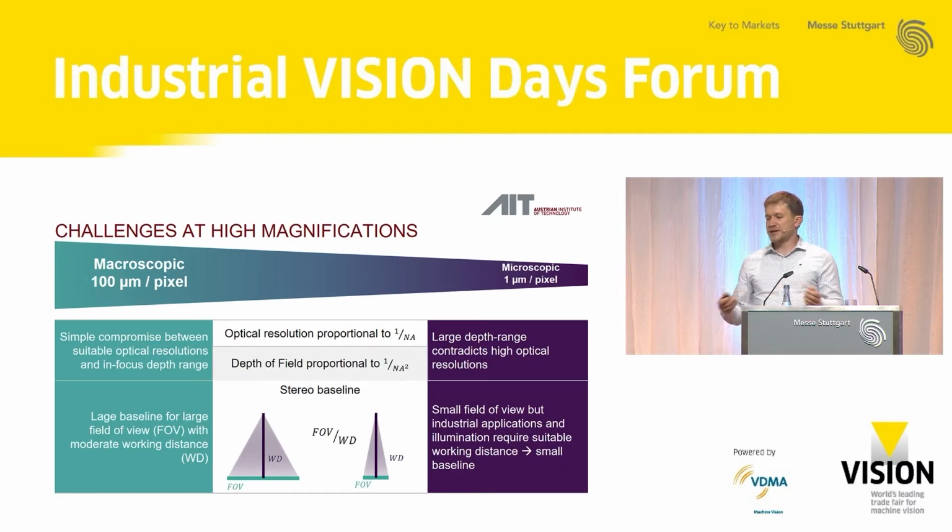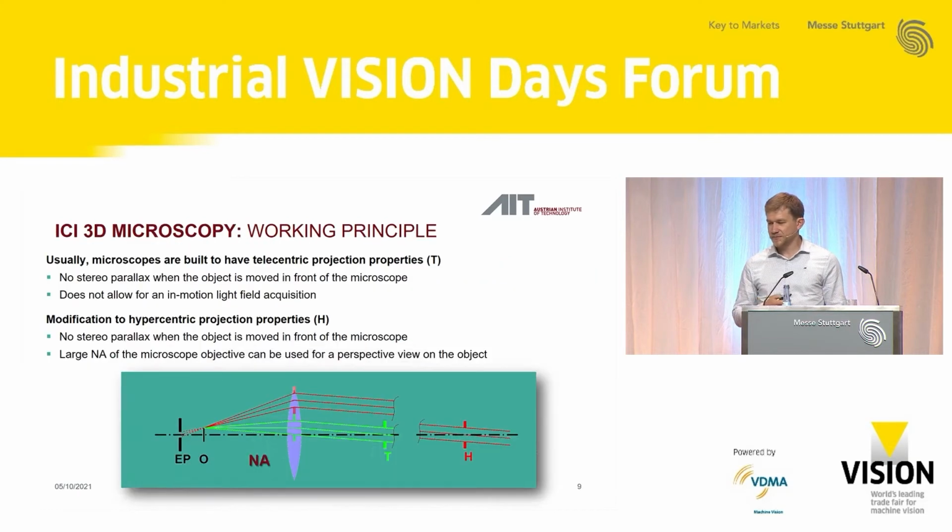And the second problem is, as you have a very small field of view, and we're actually using the change of the perspective when the object moves through the field of view to get a motion parallax or a stereo parallax effect, it's actually quite hard for a microscopic system to get a decent baseline compared to a stereo camera system, for example. So how did we solve these problems? What we actually did is we developed our own modification of industrial microscope optics.